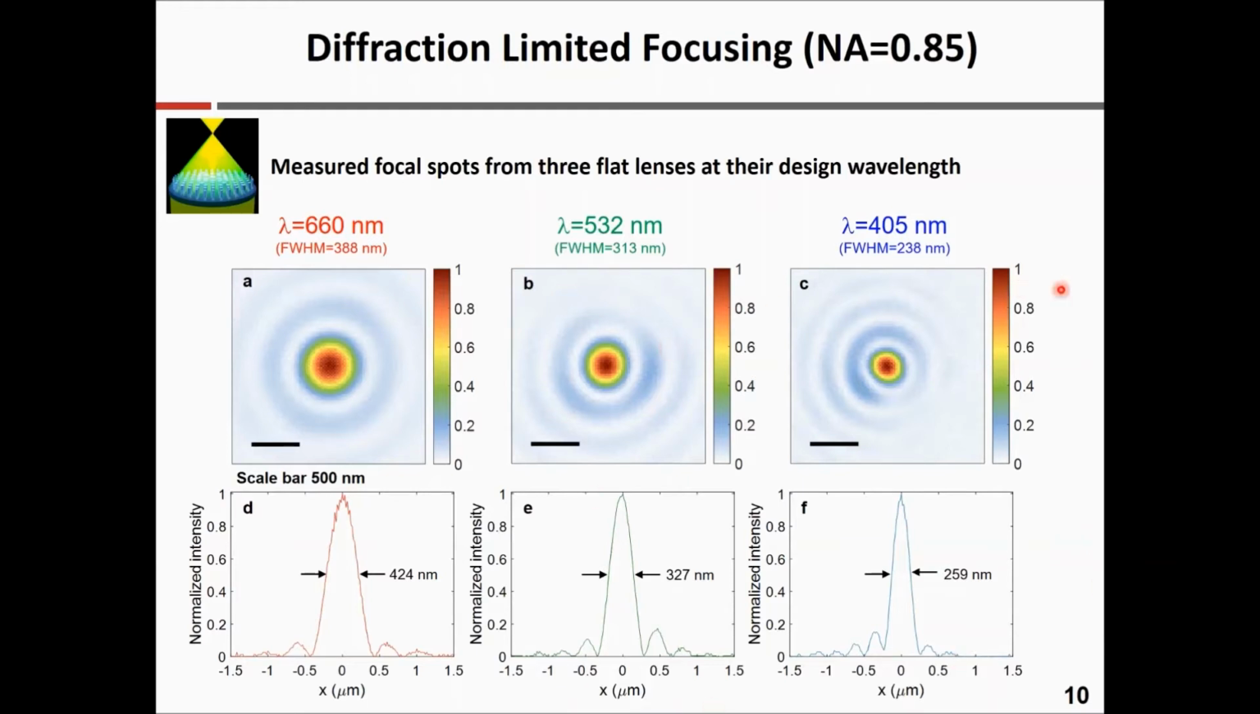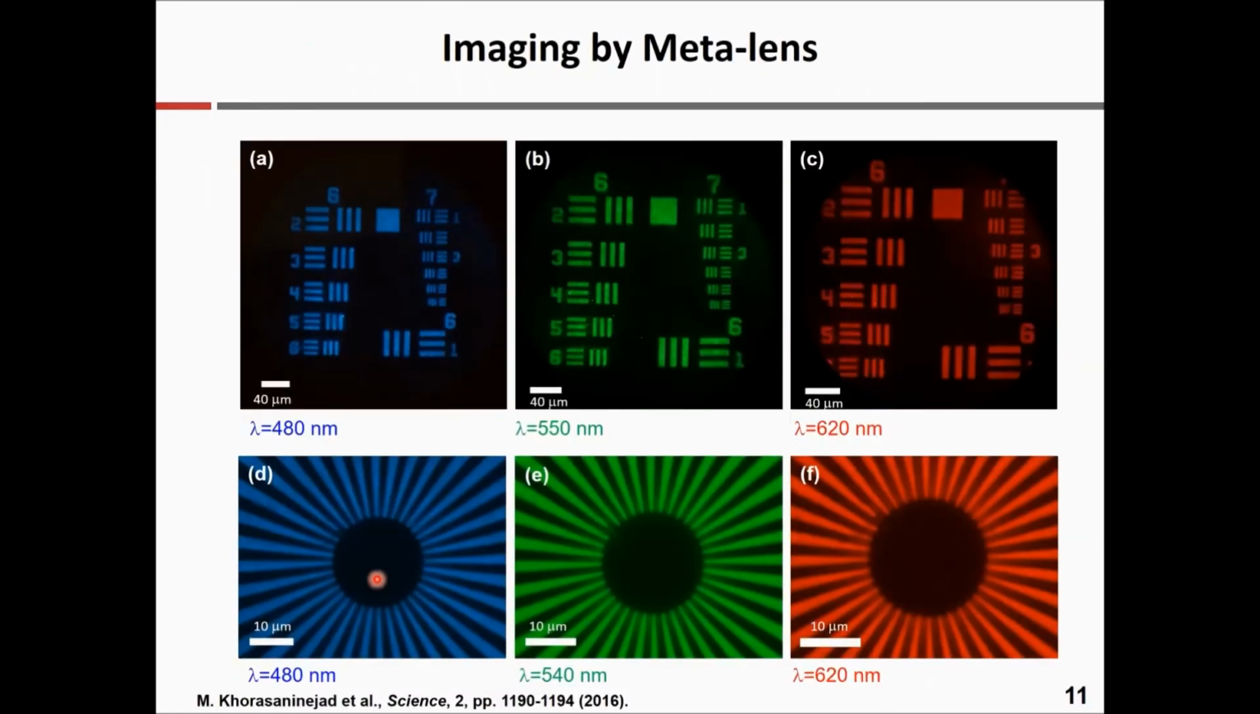So this figure shows the measured focal spot. The figure on the top shows the measured focal spot, a cross section of the focal spot at three different wavelengths: 660, 532, and 405. The full width at half maximum, which is limited by the diffraction limit, is mentioned in parentheses. The figure on the bottom shows the measured horizontal cut through the focal spot. The full width at half maximum of the measurement is very close to what we are expecting from the diffraction limit, which means these lenses can focus the light down to the diffraction limit.